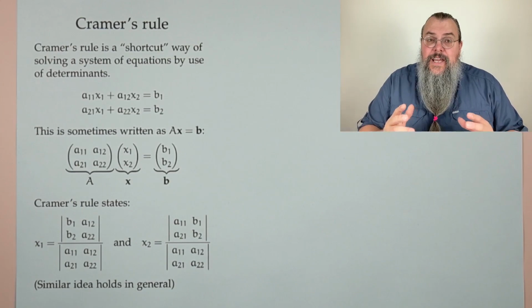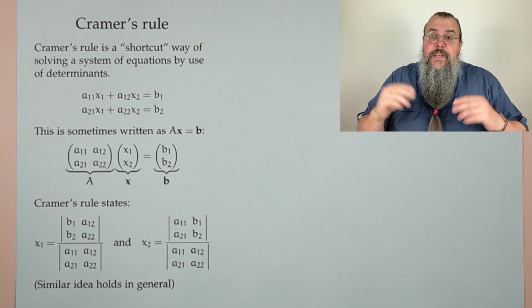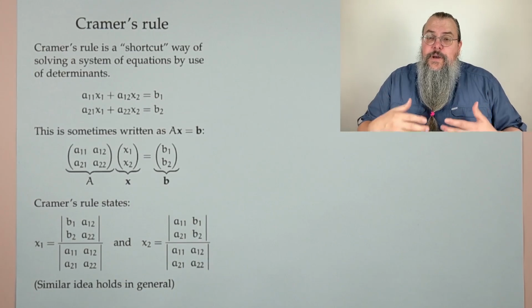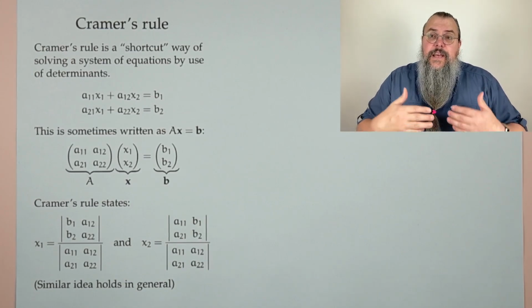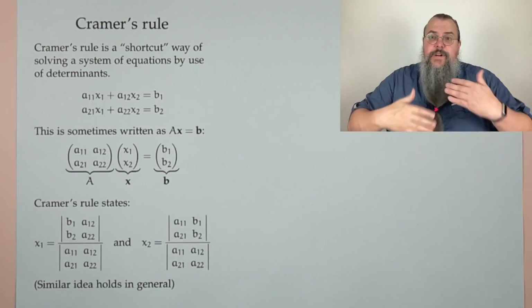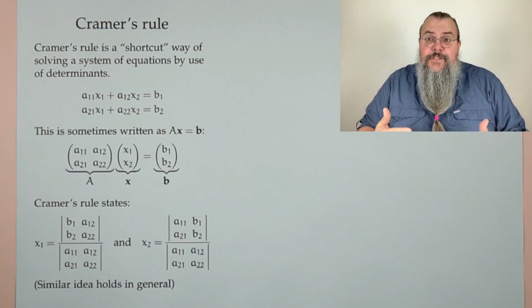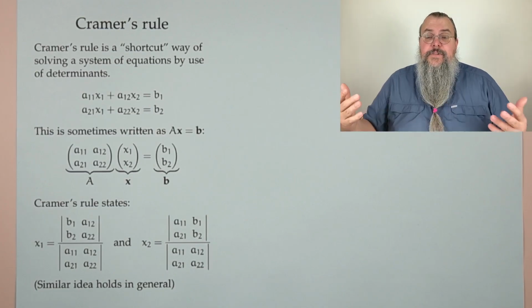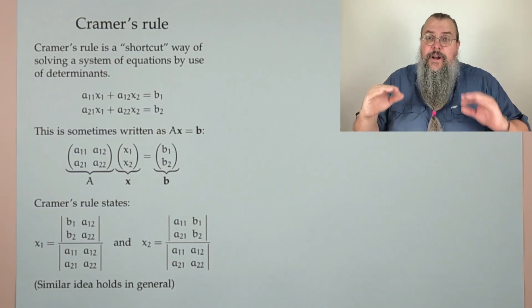Cramer's rule. Now, Cramer's rule is a shortcut way of solving a system of equations by use of determinants. And what Cramer's rule does in the background is it really works through the process of elimination and just says, oh, this is what it turns out to be equivalent to. And so how does it work?